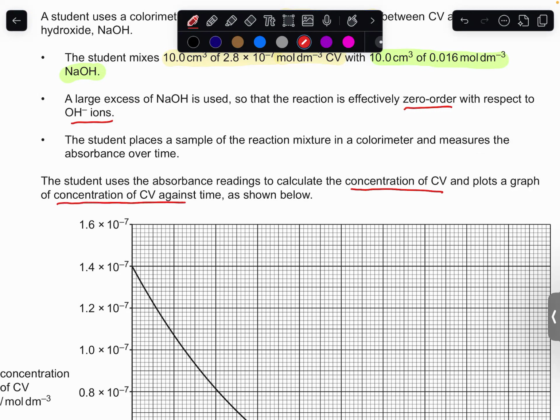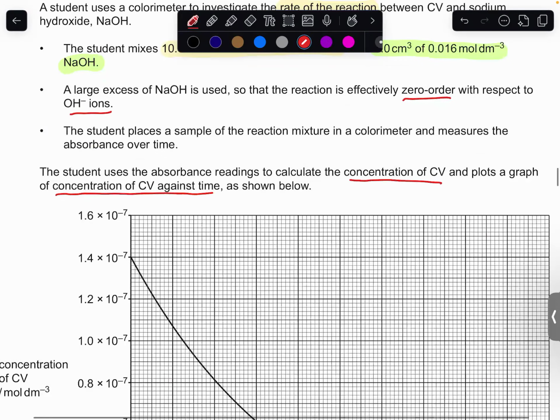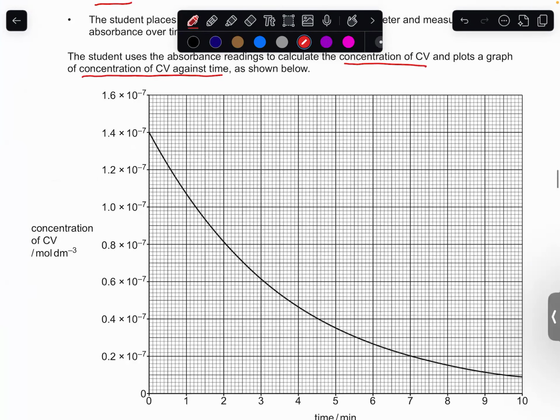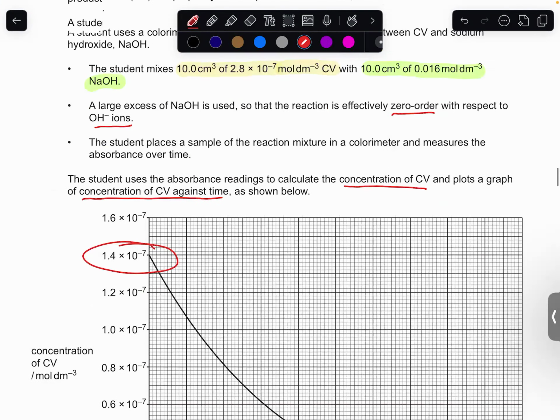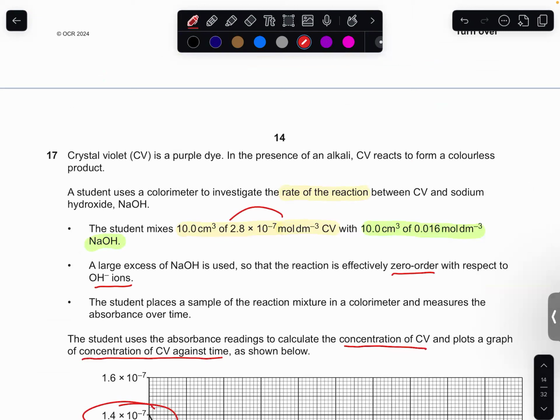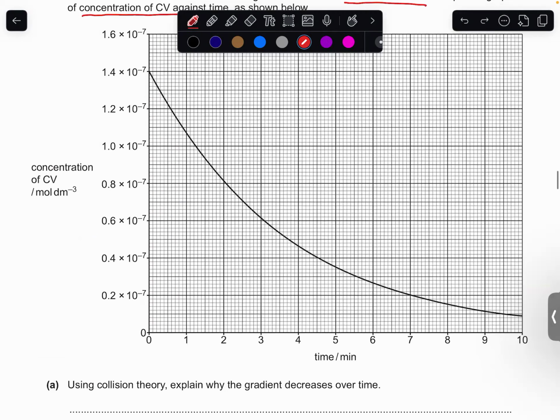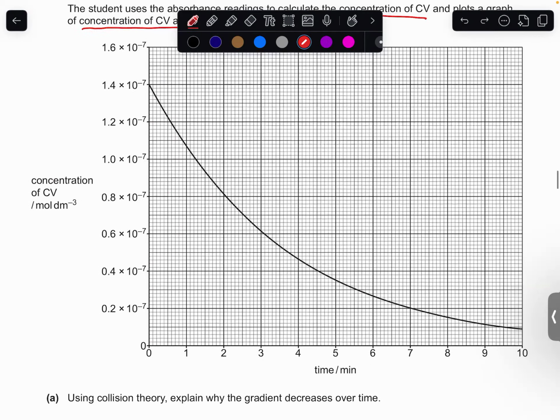We have seen concentration time graphs many times previously. This is what you've got here. Notice this initial concentration is actually half of this, because you've got two solutions mixed together with the same volume, which in essence halves the initial concentration, if you're wondering. Now, you've got the concentration time graph.